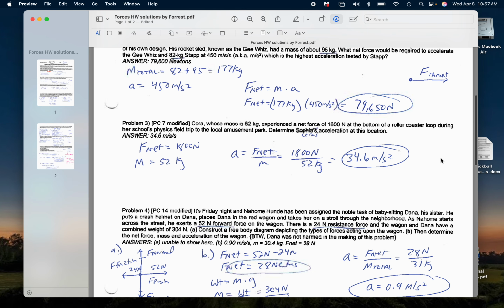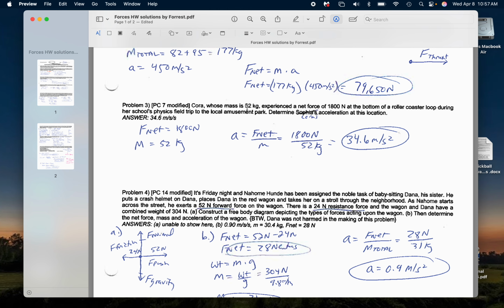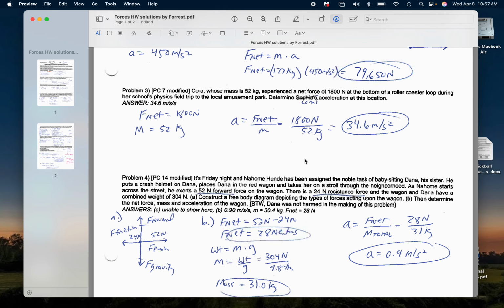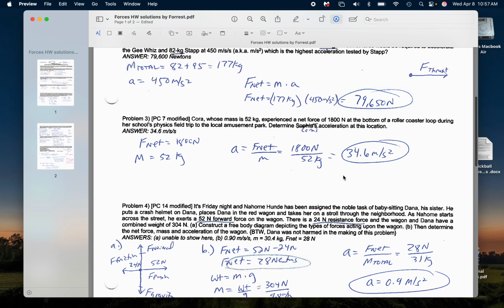For problem 3, this has a person whose mass is 52 kilograms who experienced a net force of 1,800 newtons at the bottom of a roller coaster loop. So we determine the acceleration. So the net force is here, the mass is here. So overall, I'm just rearranging Newton's second law. Acceleration is net force over mass, 1,800 over 52. It's around 34.6 meters per second squared. You'd feel like you weigh a pretty heavy amount there. Since gravity is only normally accelerating you at 9.8 meters per second squared, you'd feel heavier than normal.